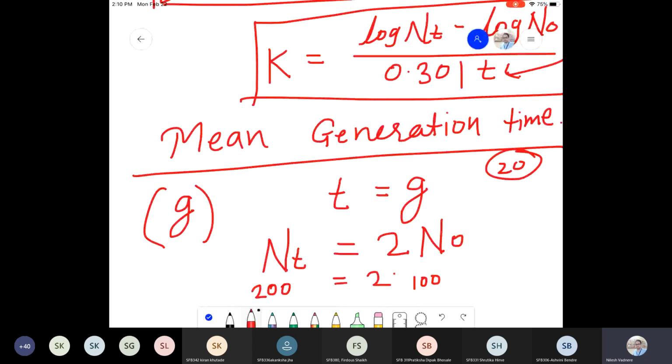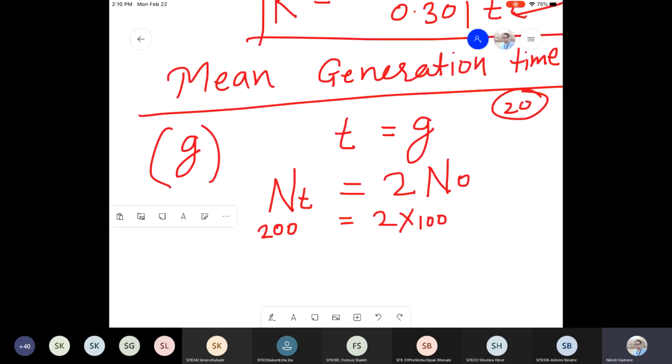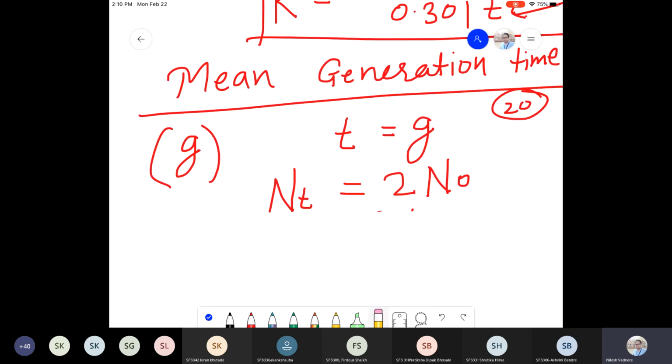So this 2 into n0 is equal to 200. So the equation is nt is equal to 2 into n0. Now we can substitute this 2 into n0 into the mean growth rate equation and solve that equation for the value of k. तो पहले हमने कौन सा इक्वेशन डिराइव किया था?